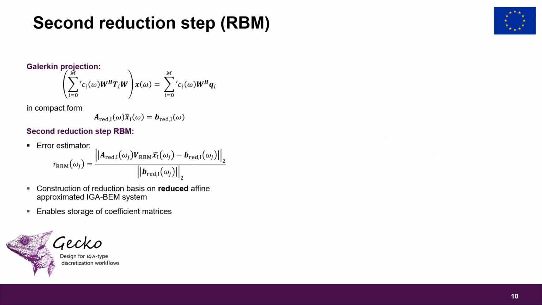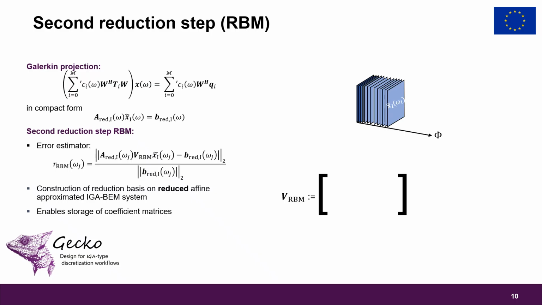So with the initial reduction basis and the Chebyshev polynomial approximation, we have a reduced affine IGA-BEM system, and by taking advantage of this new reduced affine system, we employ our second step, which is the reduced basis method. For the reduced basis method, we have the solution of our reduced affine system, and we enrich our second reduction basis by using a greedy method.